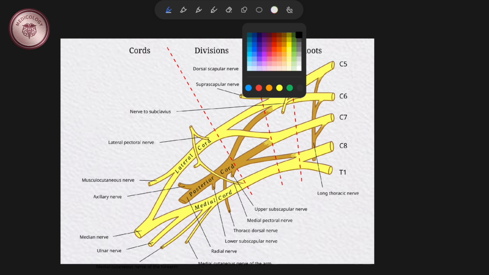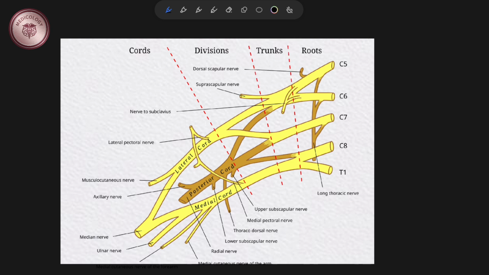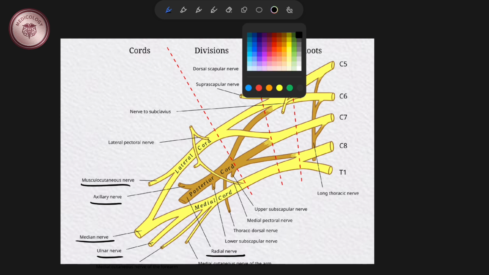In the brachial plexus, there are some major nerves which are only and only giving branches to our arm, forearm, and hand. Okay, so which are they? They are radial, ulnar, median, axillary, and musculocutaneous nerve. They are the major nerves which are coming to our upper limbs. Let's make a note.